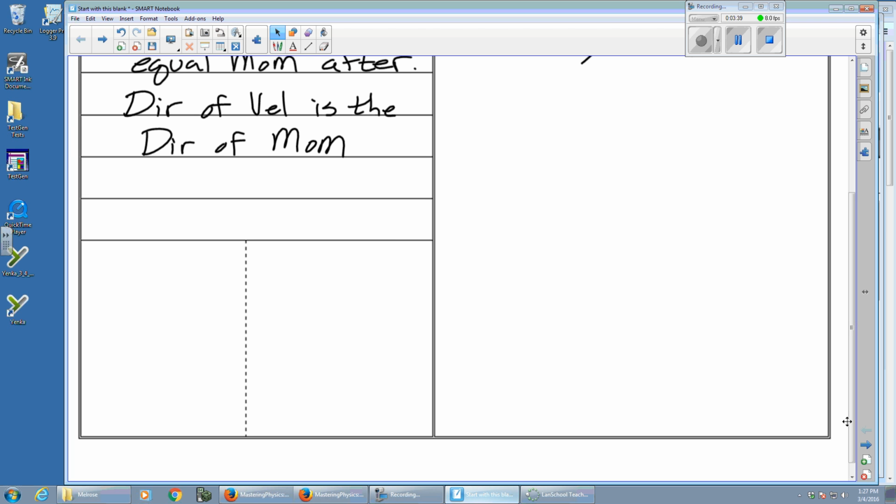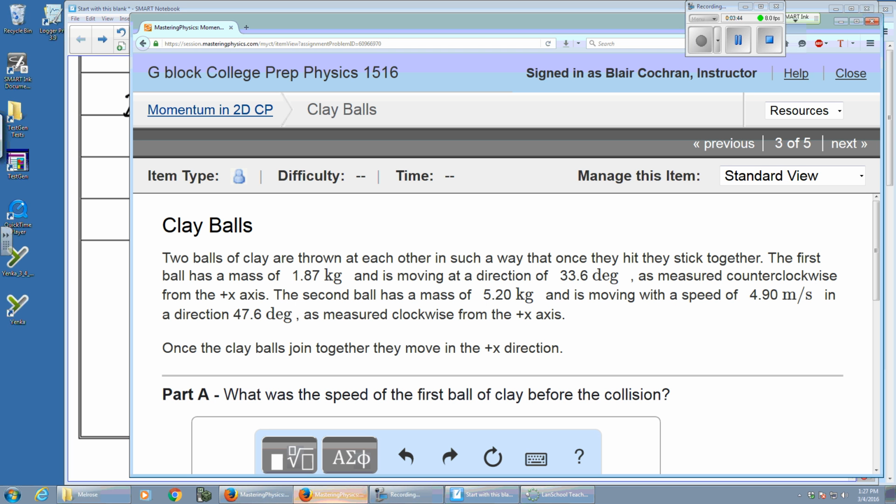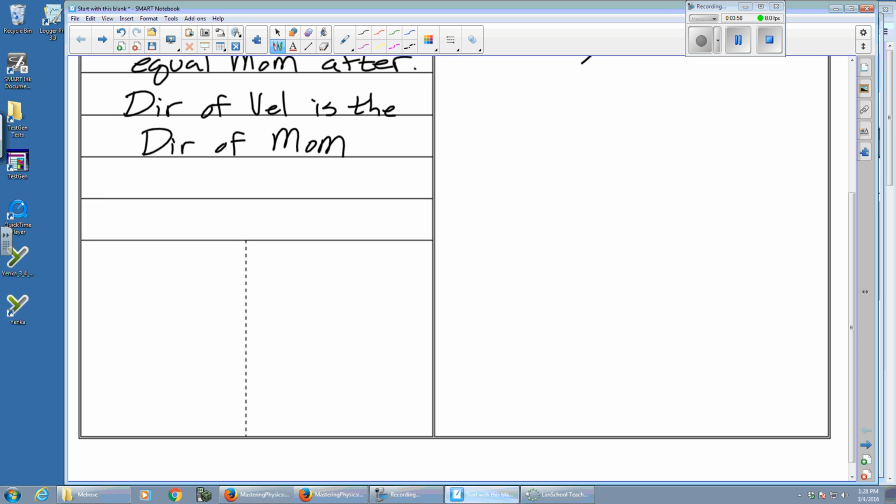I've got the first clay ball coming in. I'll call it number 1, and it's at a direction 33.6 degrees as measured clockwise from the x positive axis. So my x positive axis goes in this direction, and 33.6 degrees would be something like that direction. So that's momentum 1, because it's in the same direction as velocity 1.